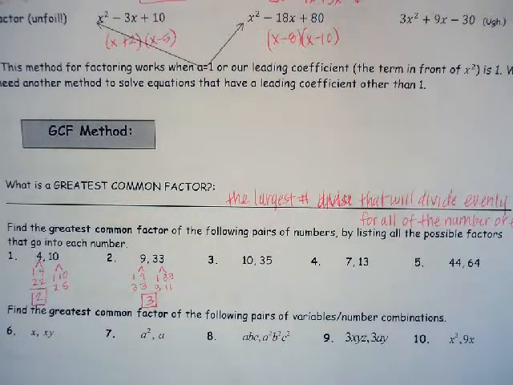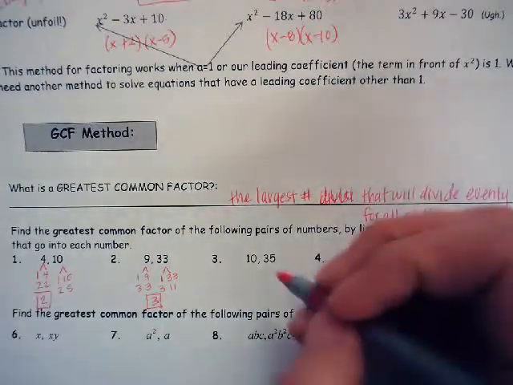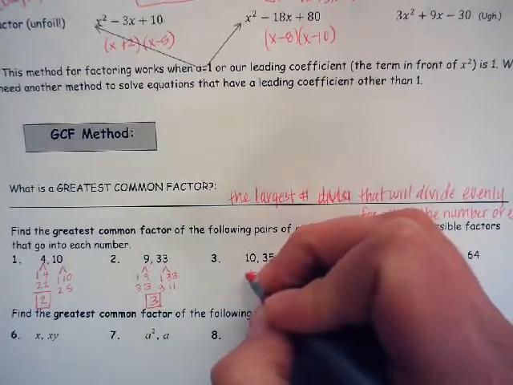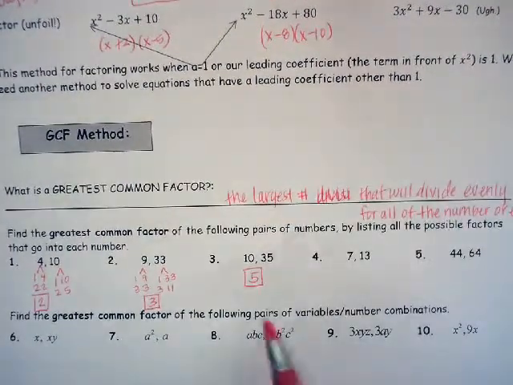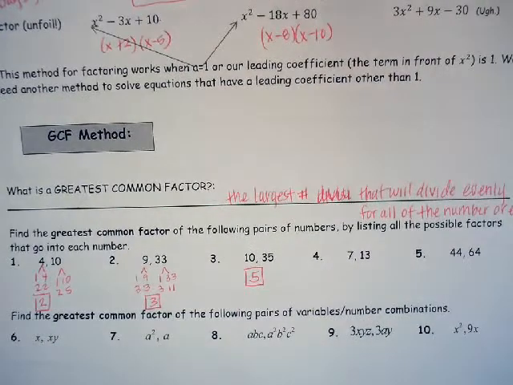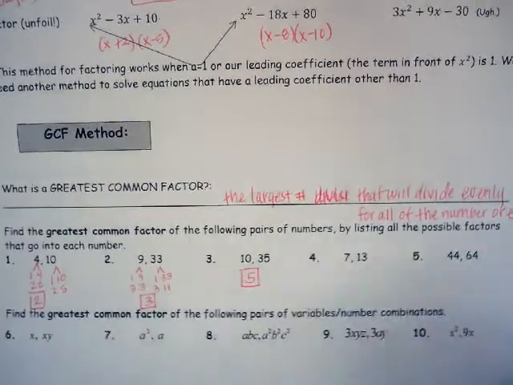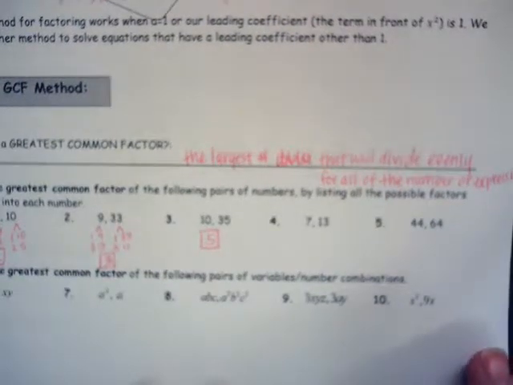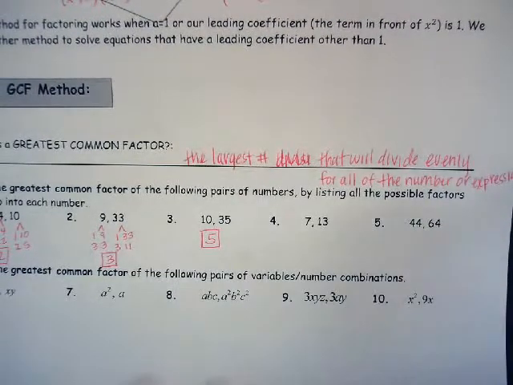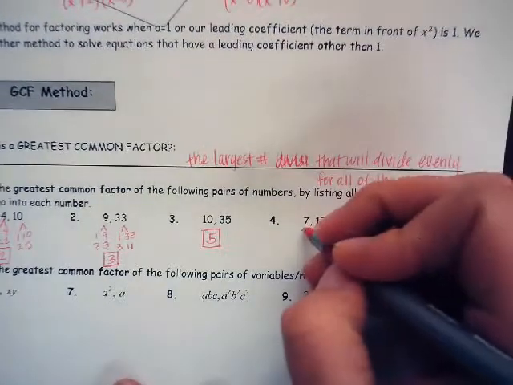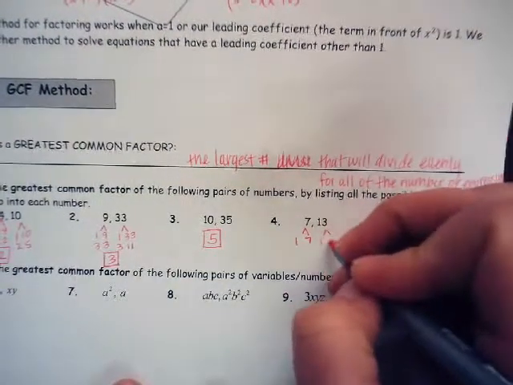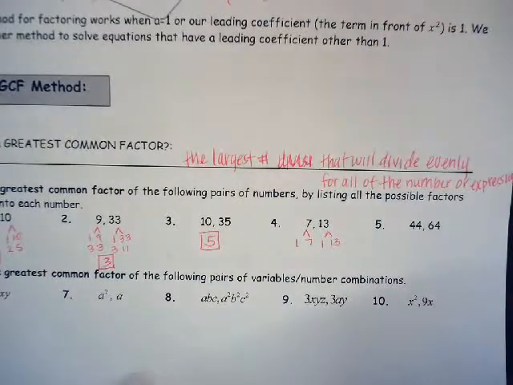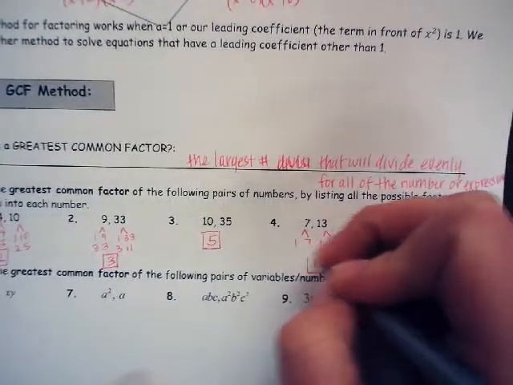Number 3. I think now we got the point. We don't have to write the factor trees, but this one, the greatest common factor would be 5, because 10 doesn't go into 35, so that can't be my greatest common factor. What about 7 and 13? Most students say, well, several say none. But if I were to list the factors, I have 1 and 7, 1 and 13. So what's the biggest number that goes into both of them? It's actually 1.